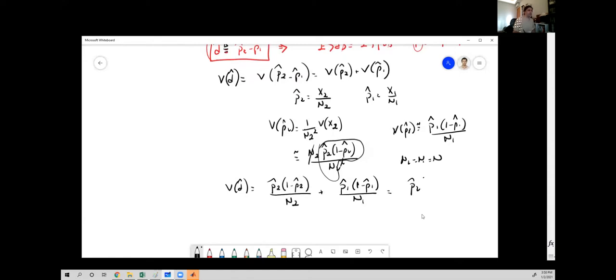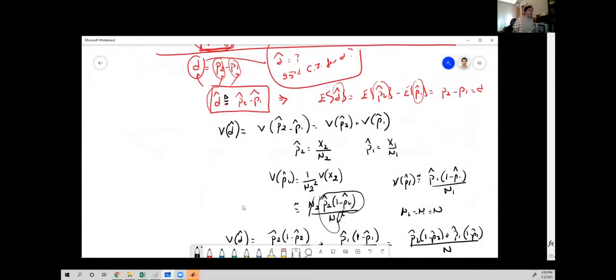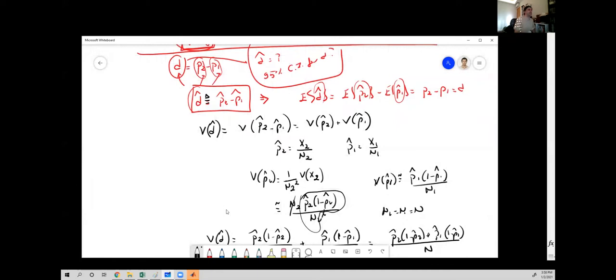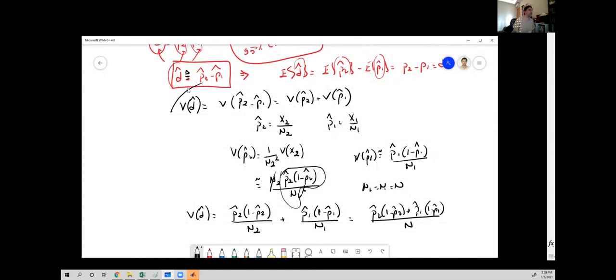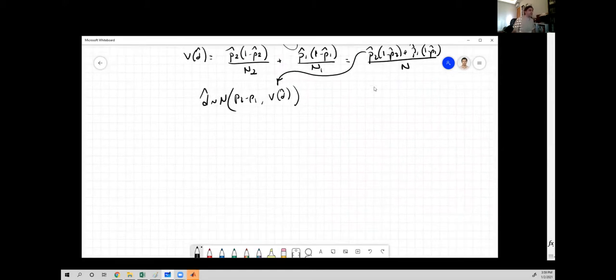So it's going to be equal to P2 (1 minus P2) plus P1 hat (1 minus P1 hat), divided by N. Pretty much straightforward. Now I have the statistic also for D. What's going to be the distribution of D? Since P2 hat and P1 hat are both normally distributed, D hat will also be normally distributed, with expected value P1 minus P2, and the variance is the variance of D hat that we have found here. That's great. Now let's finish the question.